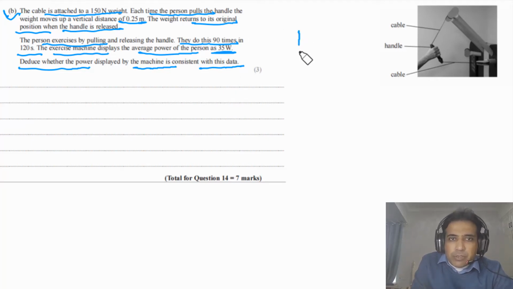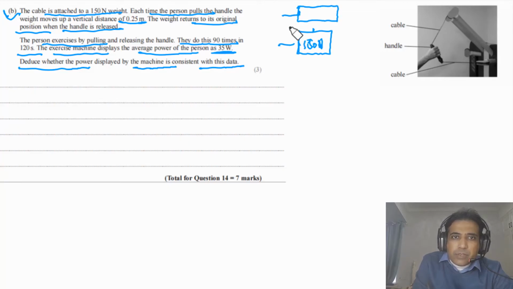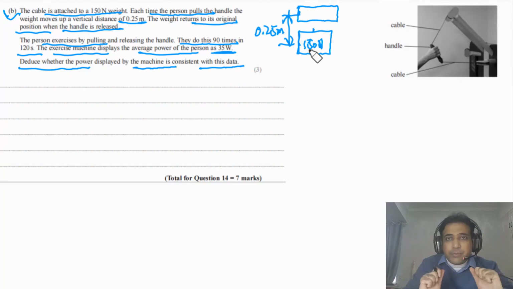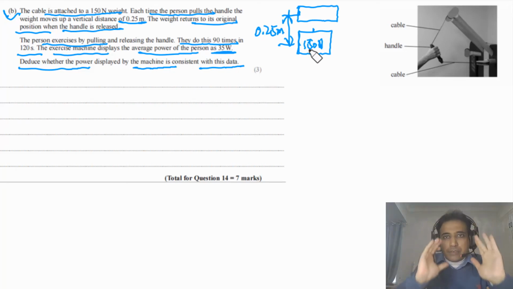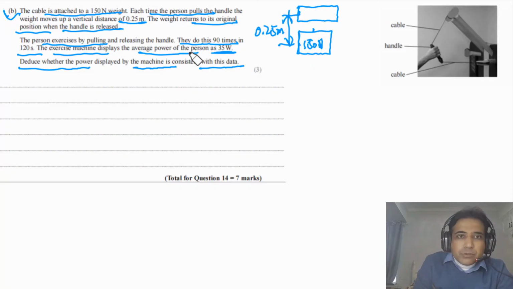So simply we can imagine, first of all, this one is the weight. This is 150 newtons, and the person lifts this weight. So we can also draw here. The person lifts this weight by a vertical distance equal to 0.25 meters. And then the person releases the handle, the weight comes back. Then the person again lifts this one. Then releases the handle, it comes back. Then lifts this one. And the person repeats this 90 times in 120 seconds.